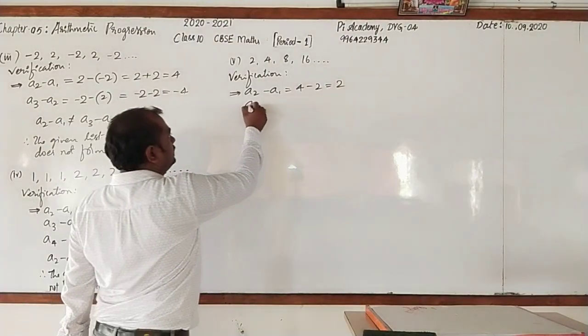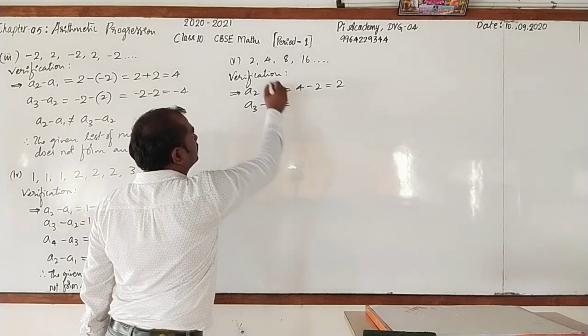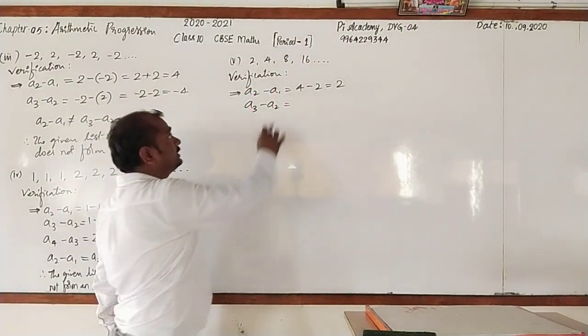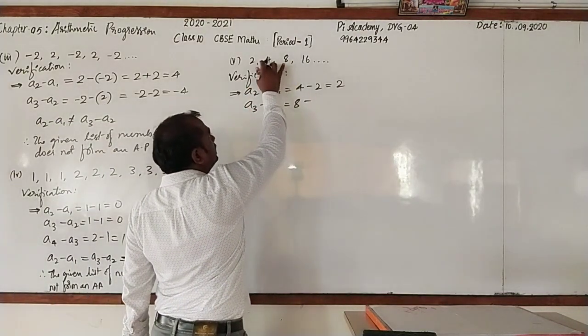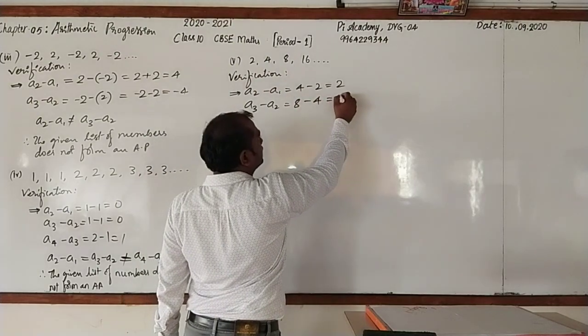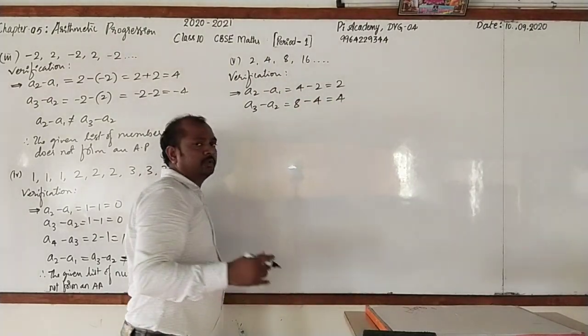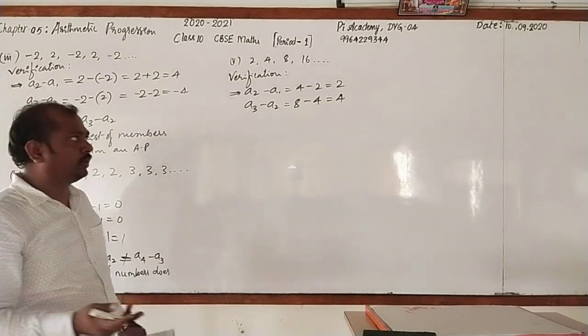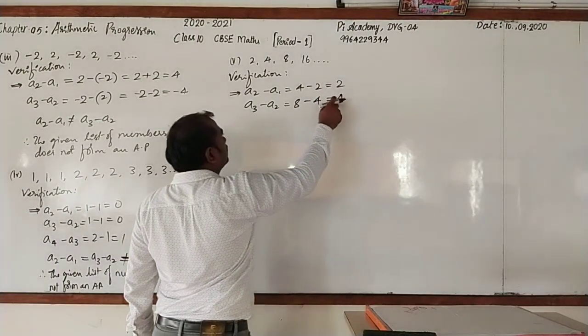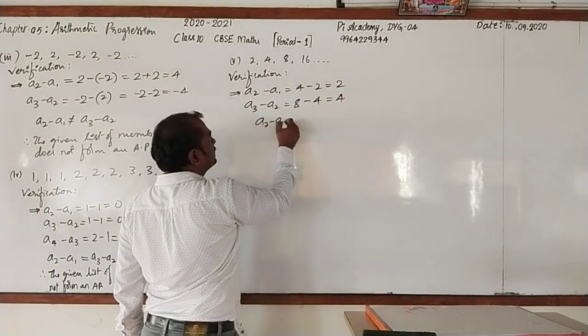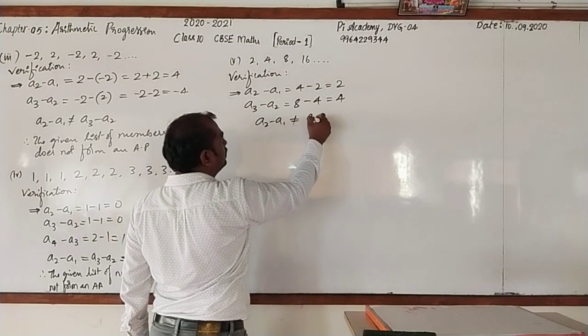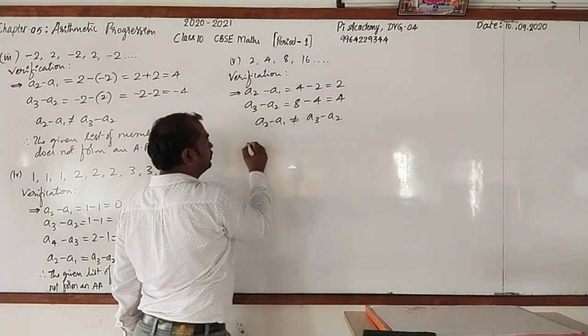Next, A3 minus A2. What is A3? It is 8. A2 is 4. 8 minus 4, it is 4. Is 2 equal to 4? No. As 2 is not equal to 4, A2 minus A1 is also not equal to A3 minus A2.